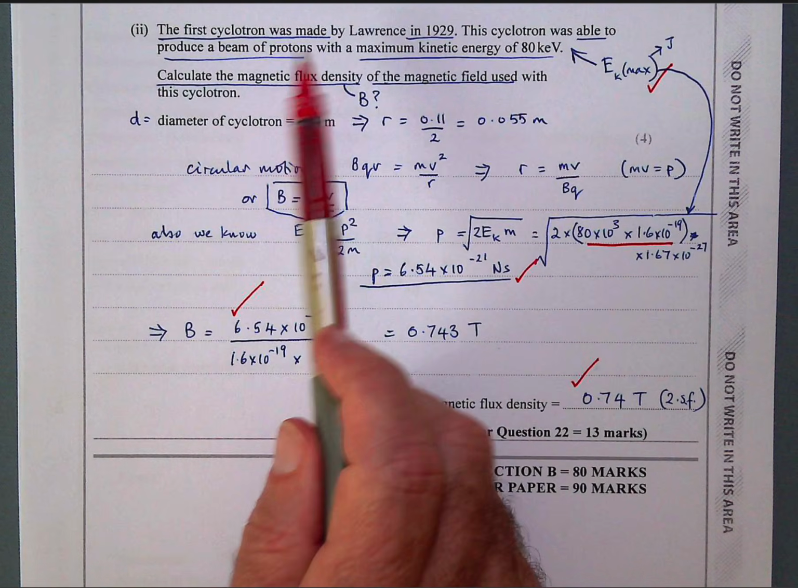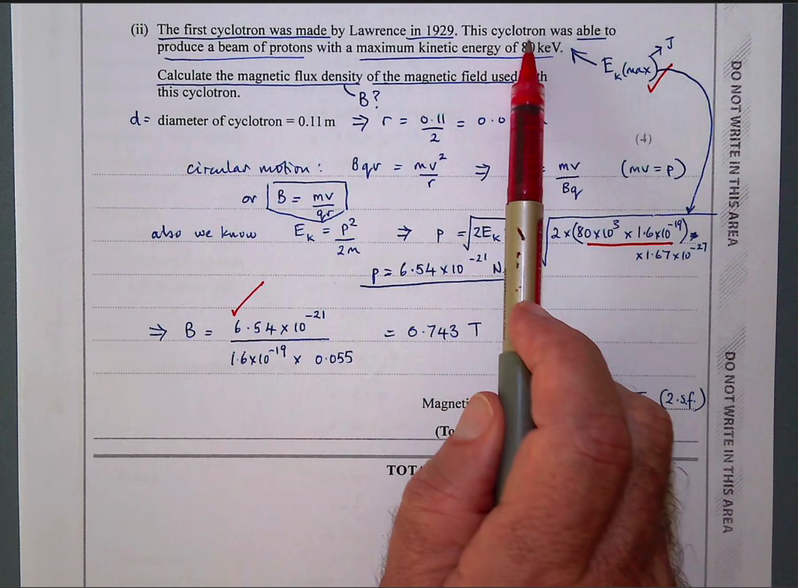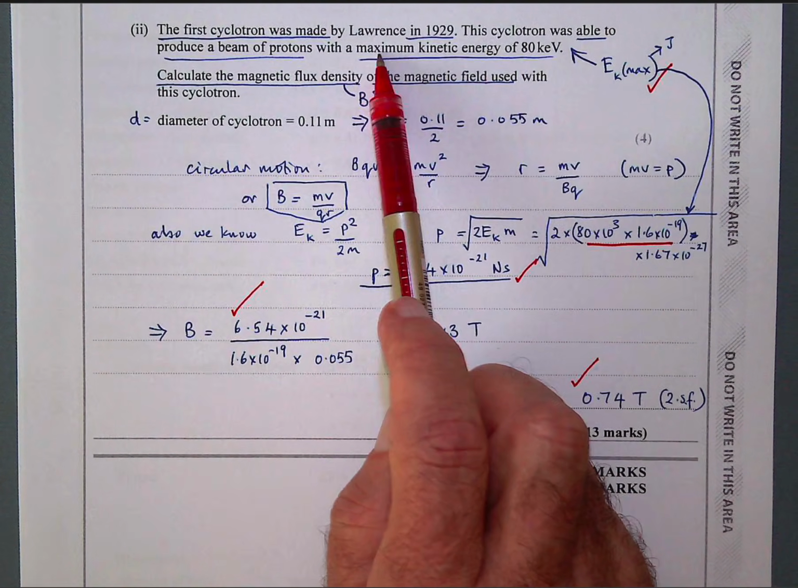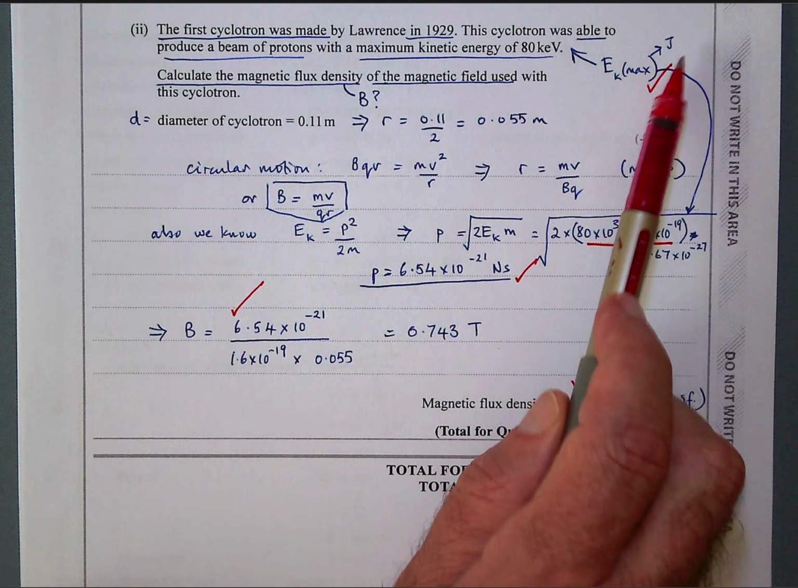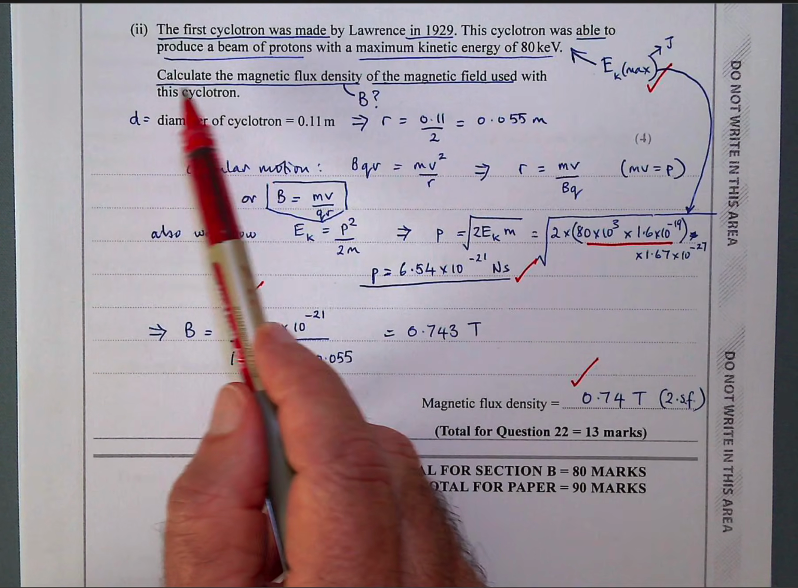Right, the first cyclotron was made by Lawrence in 1929, and his cyclotron was able to produce a beam of protons with a maximum kinetic energy of 80 kilo electron volts, which is much, much lower than what we use these days. So that's the maximum kinetic energy. You can convert that into joules, which you need to do for later on.